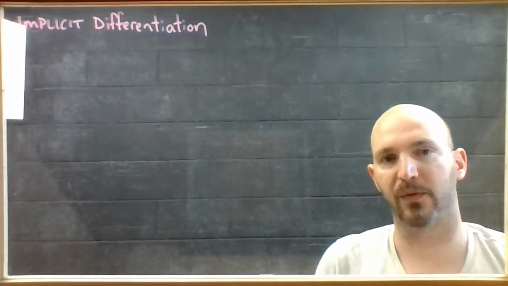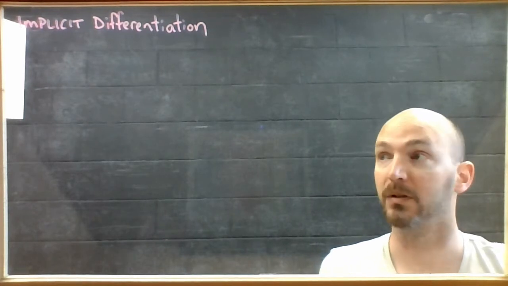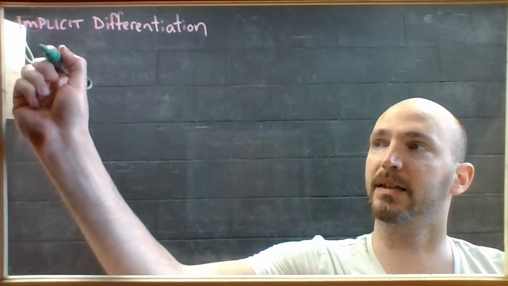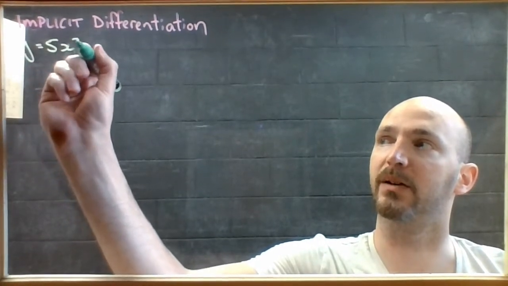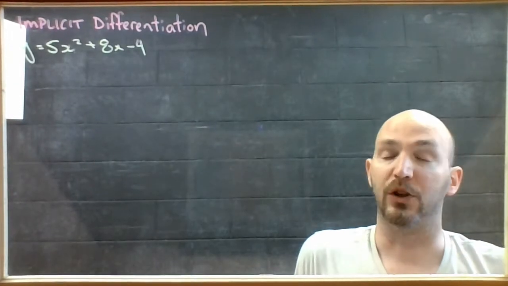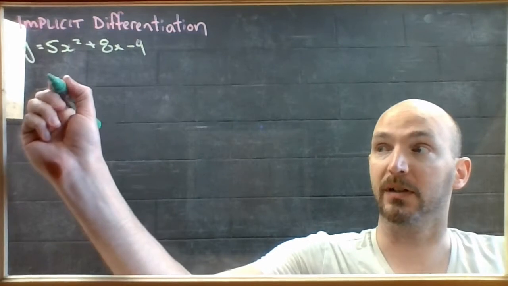So implicit differentiation is basically doing the derivative by the wrong variable. If I were to give you an example, y equals 5x squared plus 8x minus 4. Now you can take the derivative of that. We've done it many times before.